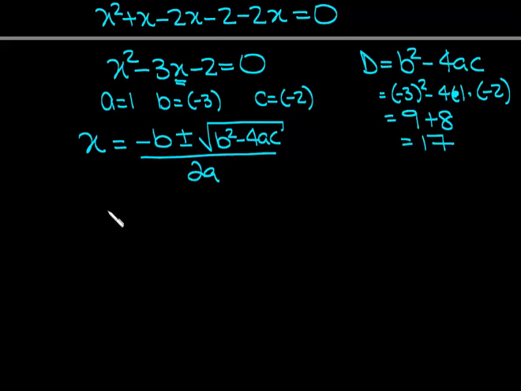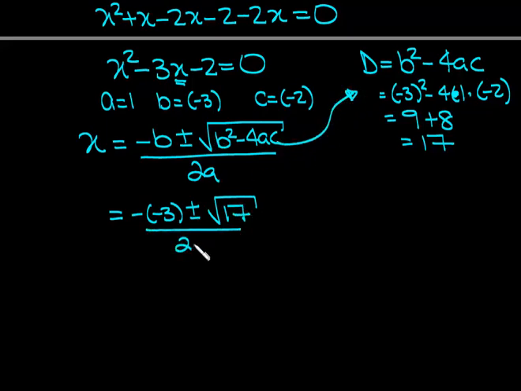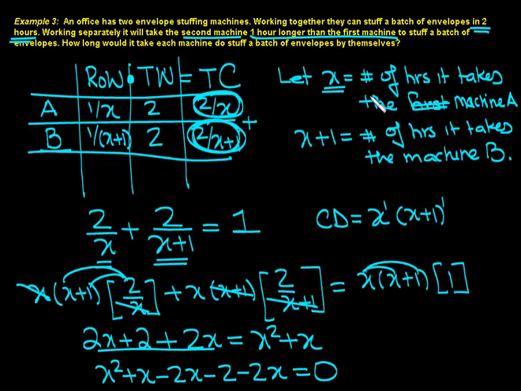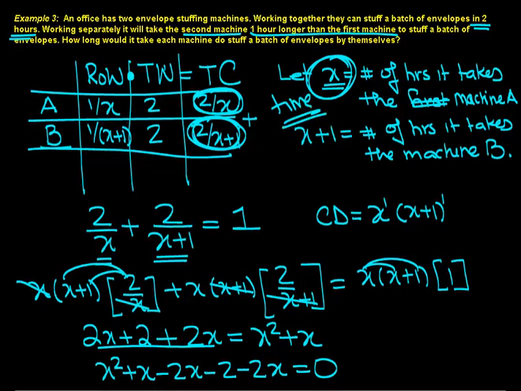I'm choosing to do it this time because the numbers are small, so I don't need my calculator. So minus b, so you get negative of negative 3 plus or minus the square root of 17, because we just calculated this right there, divided by 2 times 1, so we get 3 plus or minus the square root of 17 over 2. Let's go back for a second and make sure we know what x is. x is the number of hours it takes machine A. So x is time. Can time be negative? No, so remember that, okay?